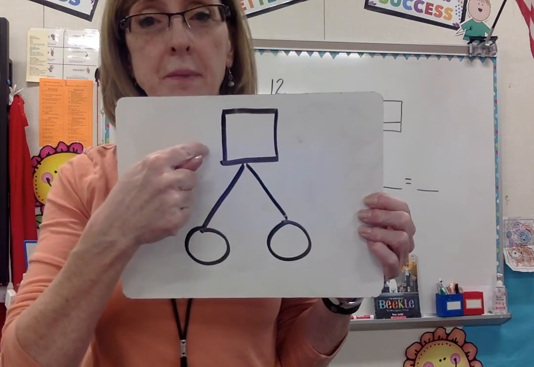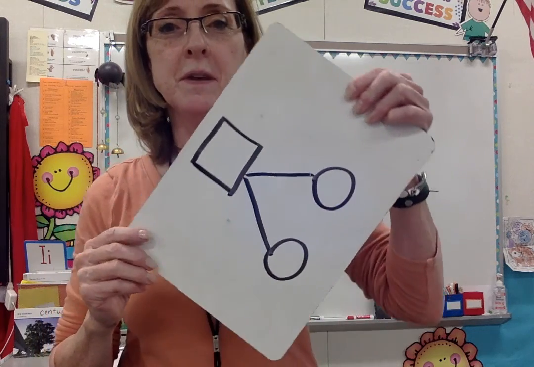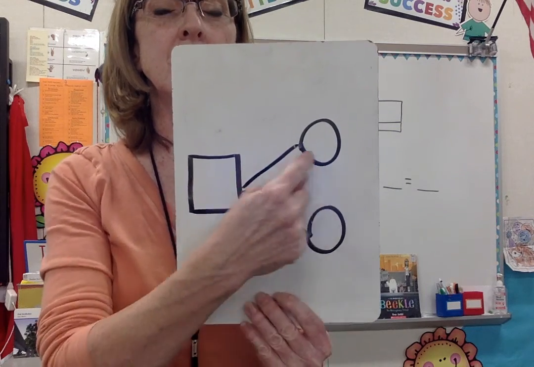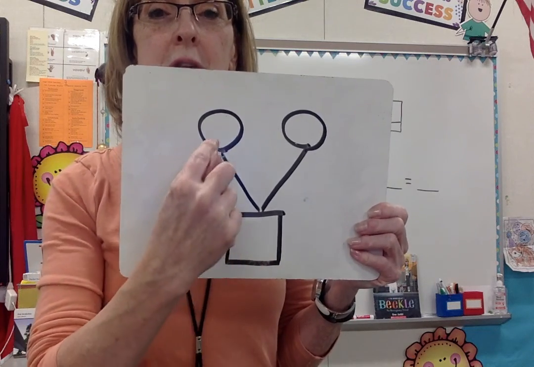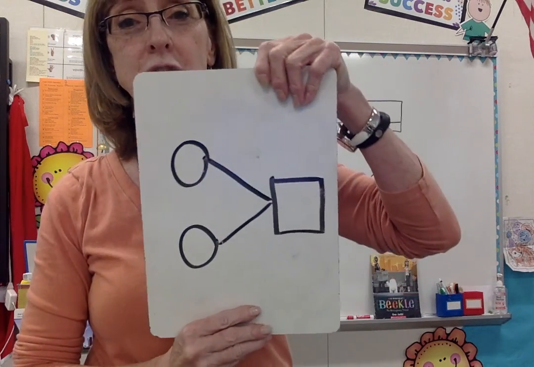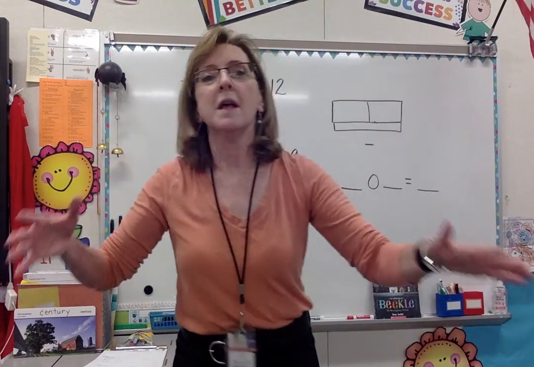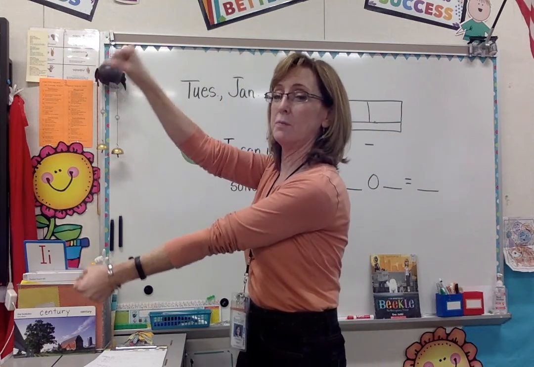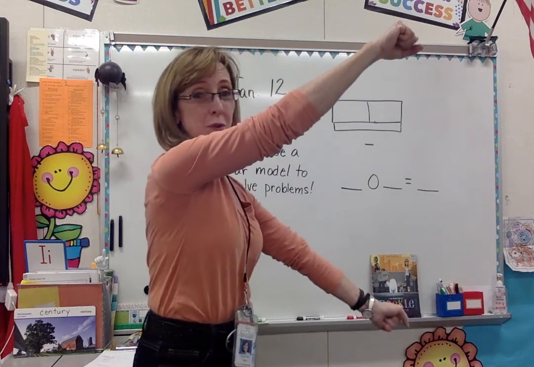We always have the total up here and we have our 2 parts down here, but I can tip this way. Would it still work if I had a total here with 2 parts? Yes, I can actually do it this way too, and I can tip it this way as well. This is always the total and 2 parts, and I'm always going to add these.